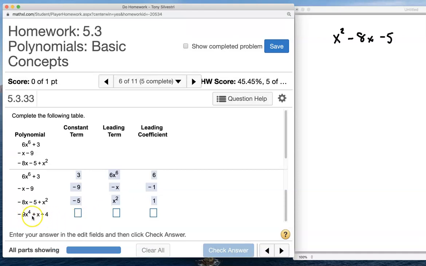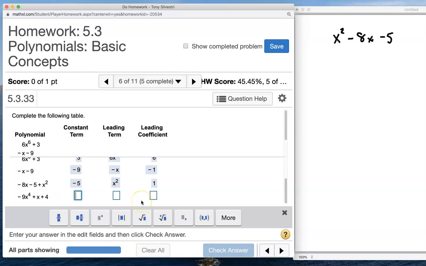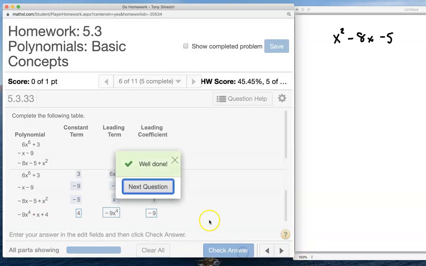Is this in the right order? Yep, it's in the right order. The constant term is the last number, +4. Don't need to write the plus. The leading term is the front term, -9x raised to the 4th power. And the leading coefficient is the number in front of the leading term, which is the -9. Check your answer, and we're done with that problem there.